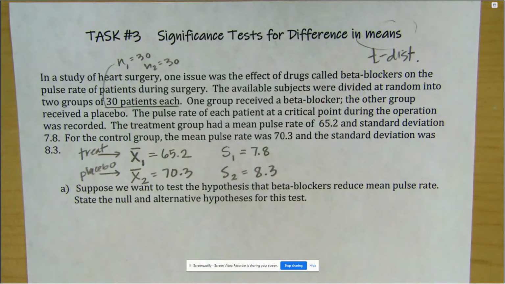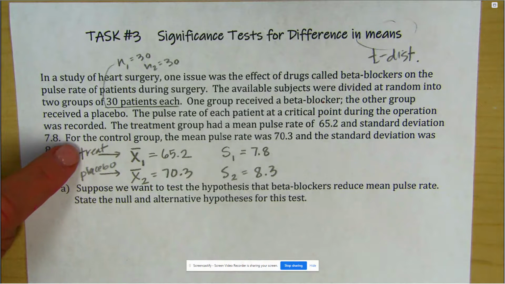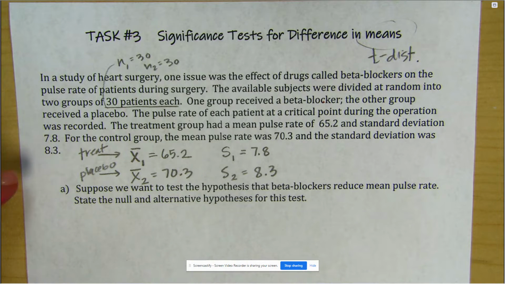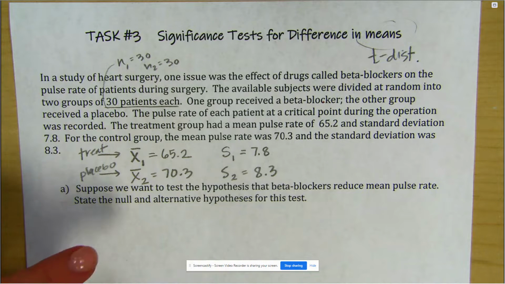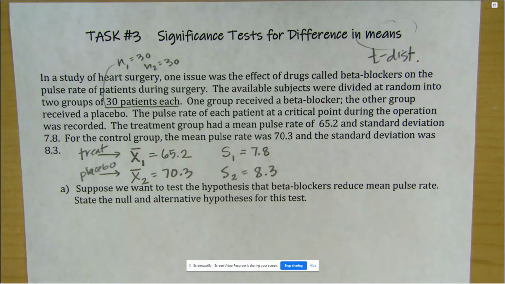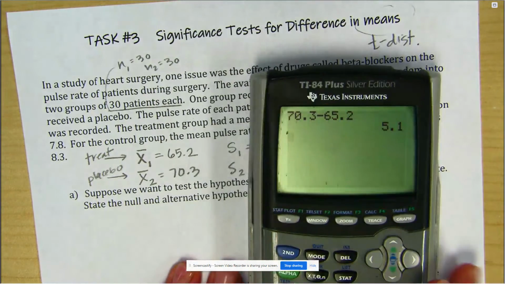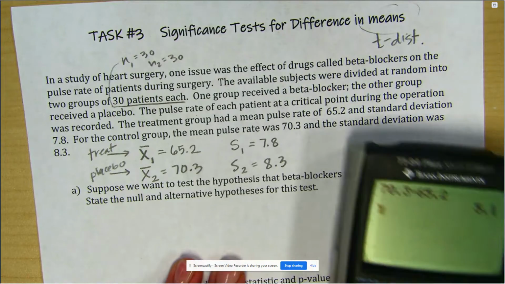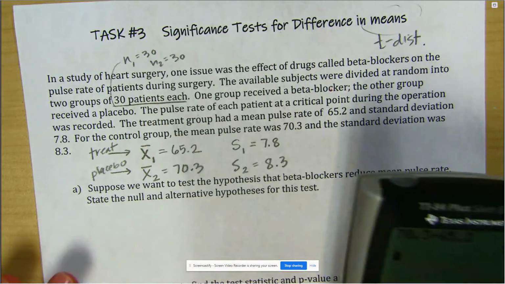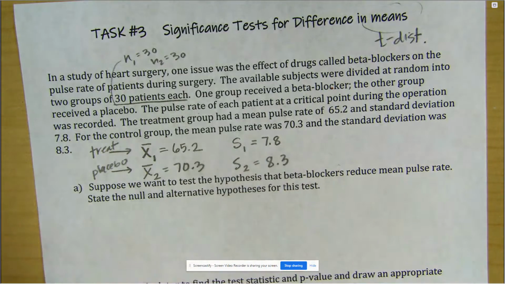It's always a good idea to stop and think about what these numbers mean. These are stats. They didn't give us a table of everybody's and then make us enter it in a list. They already averaged them. So it looks like our sample is showing that the treatment group has a lower average pulse rate than the placebo. But is this significant? You can even just subtract it: 70.3 minus 65.2 is 5.1. The pulse rate is 5.1 lower. Is that significant? You have to take into account the spread, or you let the calculator do all the magic.